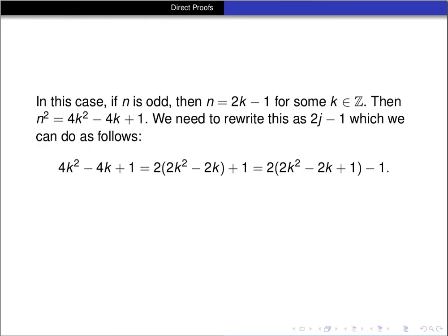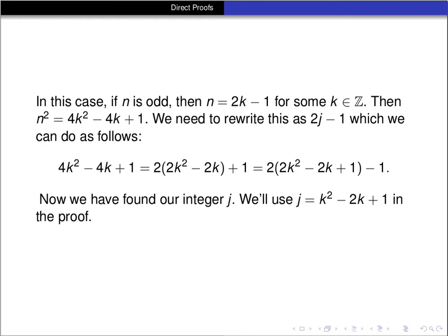So we can write this as 4k squared minus 4k plus 1. We can factor out a 2, and that'd be 2 times the quantity 2k squared minus 2k plus 1. And then we don't want plus 1, we want minus 1, so we can add a term into the parentheses, a 1 there, and then you can see that 2 times the quantity 2k squared minus 2k plus 1, all of that minus 1, does give you 4k squared minus 4k plus 1. So it looks like we found our j. We found the integer that's going to work for us, because clearly 2k squared minus 2k plus 1 is an integer. So now we're going to use this in the proof.